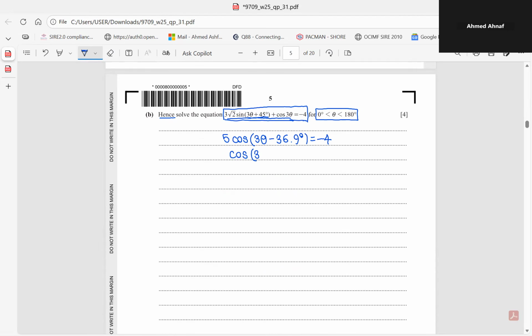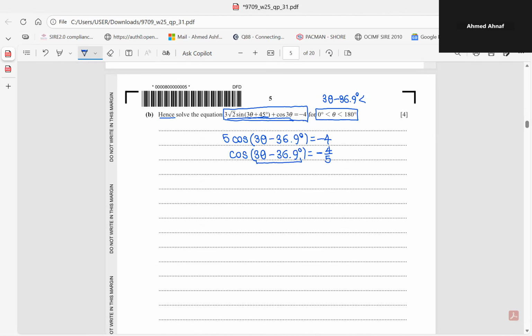So divide both sides by 5, you'll get cosine 3 theta minus 36.9 degrees equals to -4 over 5. Okay, so now that we've isolated it, now we are going to modify the domain that we're given. So instead of theta, we're now going to make the domain in terms of 3 theta minus 36.9.